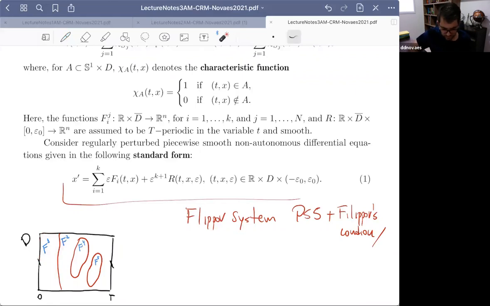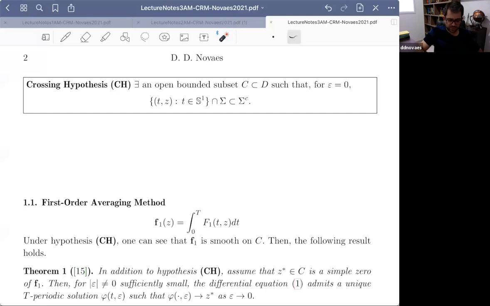So the main hypothesis in order to introduce the averaging method in this context is the crossing hypothesis. It says that there exists an open bounded subset C contained in the domain D, such that for epsilon equal to 0, this curve intersects the discontinuity set only in the crossing region.